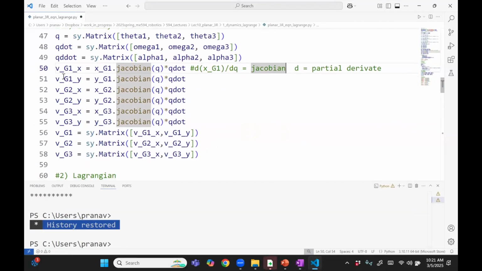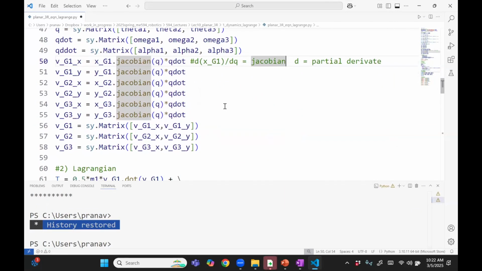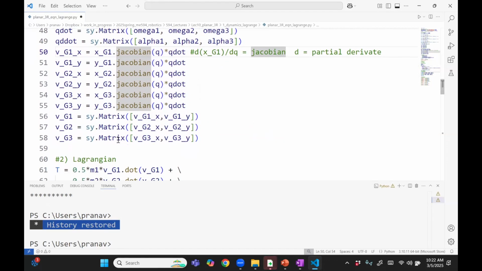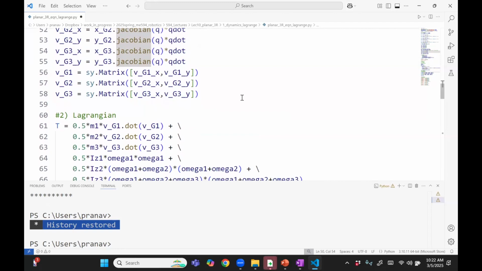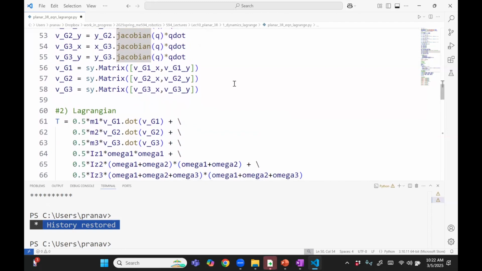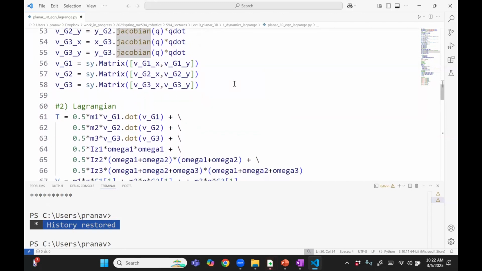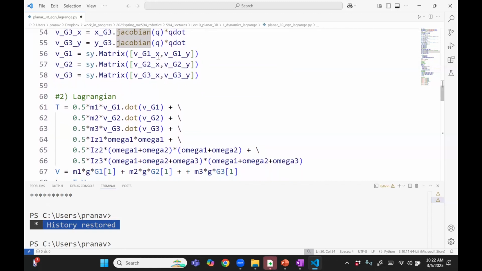Okay, so I can do that for velocity of G1, the X direction, Y direction, and so on for all the 4 links. Then I collect it as a matrix. In this case, I think it's 1 cross 2. It's not 2 cross 1. I, however, can use the dot product to get the scalar.